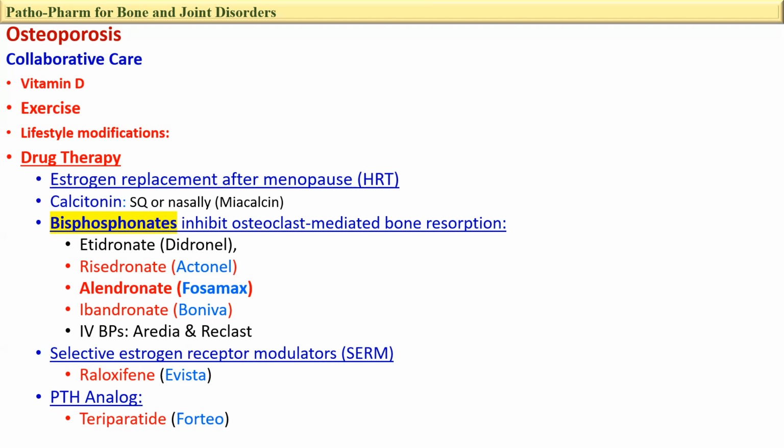And then the patient should remain upright. Not necessarily standing, but at least sitting at 90 degrees. So the angle is important, not even 45 or 30 degrees or lying flat. We would recommend a sitting position, like 90 degrees. So upright position for at least 30 minutes after taking the drug.